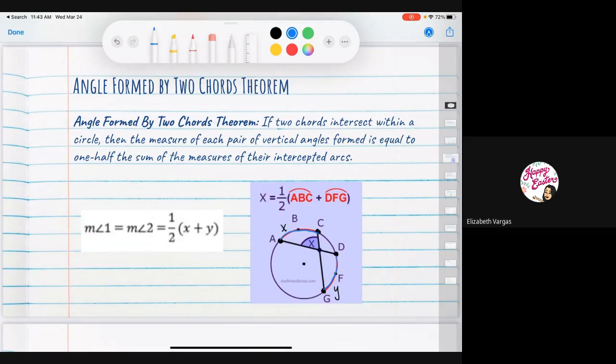What this is basically saying is that that creates two pairs of angles, this one and this one, which are considered vertical angles. We know that vertical angles are congruent to each other. We've looked at that before. So basically what it's saying is that if we add the two measures of those arcs, ABC and DFG, and then multiply it by half, we'll be able to find the missing measure of those angles. So we'll look at an example of this.